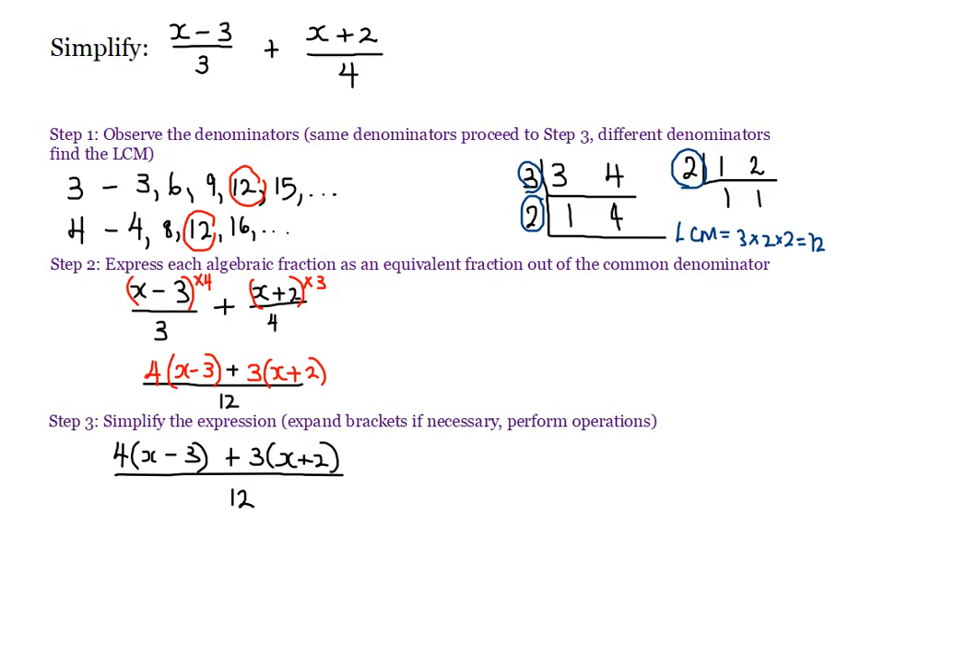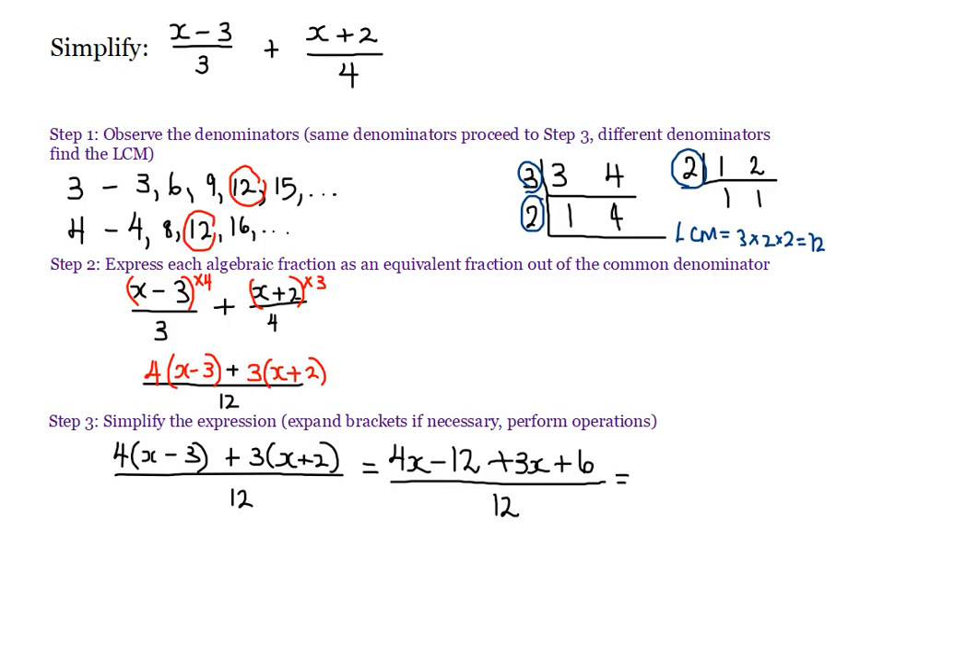So expanding, we'll get the first part, 4 times x will give me 4x. 4 times 3 will give me 12, and because I have a negative 3 here, I'm going to get a negative 12. Next, let's expand. 3 times x is going to give me 3x. And then 3 times 2 will give me 6, and because they're both positive, I still get a positive statement. And all of this is over 12.